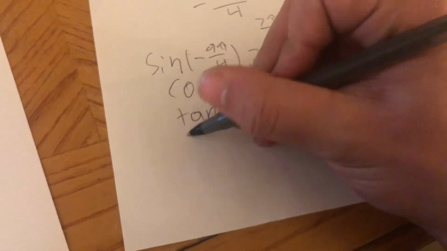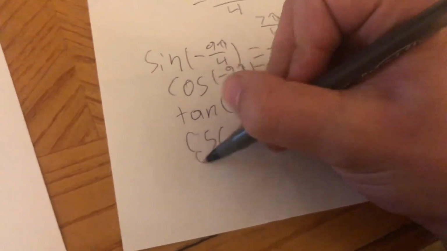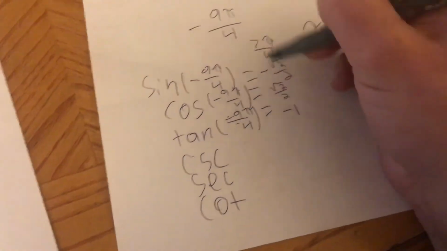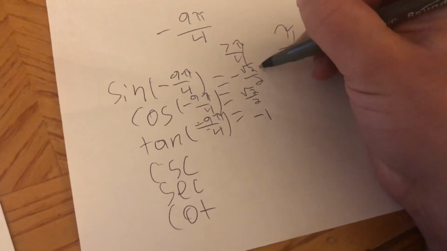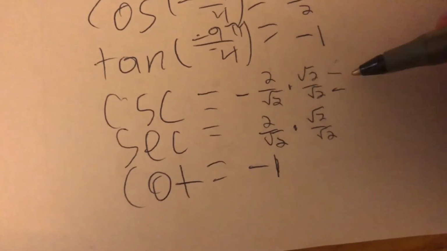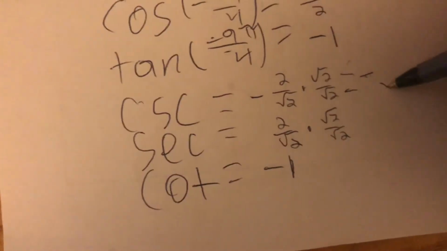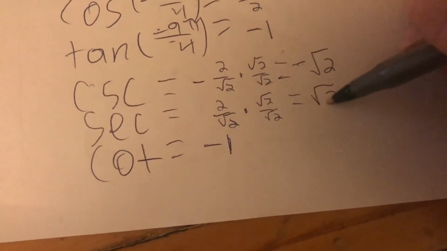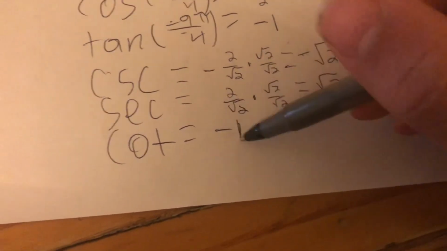Now, for the cosecant, secant, and cotangent, what you do is you just take these values and just take the reciprocals. Okay, so you get the reciprocals, and then after you do some rationalizing, you get a cosecant of negative square root of 2, a secant of positive square root of 2, and your cotangent remains as negative 1.